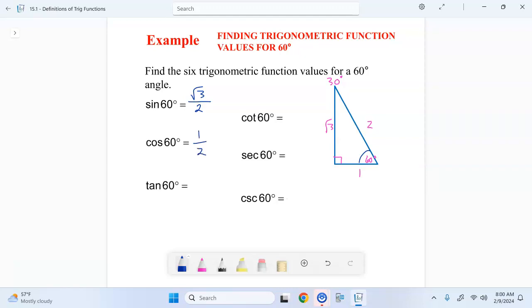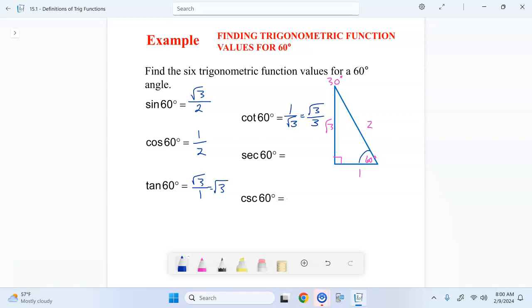1 over 2. And tangent of 60 degrees? 3 over 1. That is just root 3. Mix up the order here a little bit. Cotangent of 60 degrees is a reciprocal of which function? Cotangent, reciprocal of tangent. So what is cotangent going to be? Yeah, so we have 1 over root 3, which rationalizes to root 3 over 3.